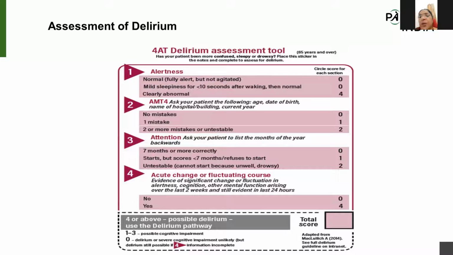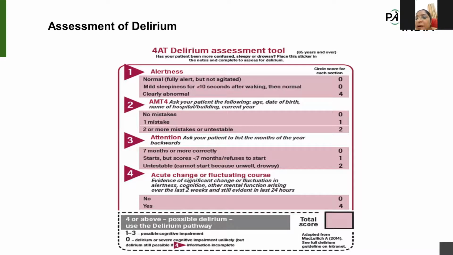I'm just stating. Okay. So this tool can be administered by any untrained personnel. It can be administered in less than 2 minutes. So that is why it is used. Although it is written for above 65 years, it can be applied across age groups, is what the literature says.